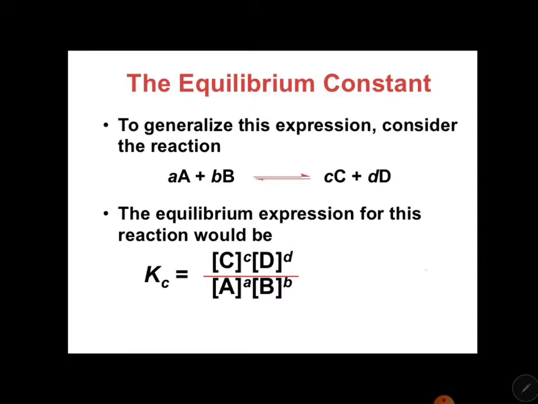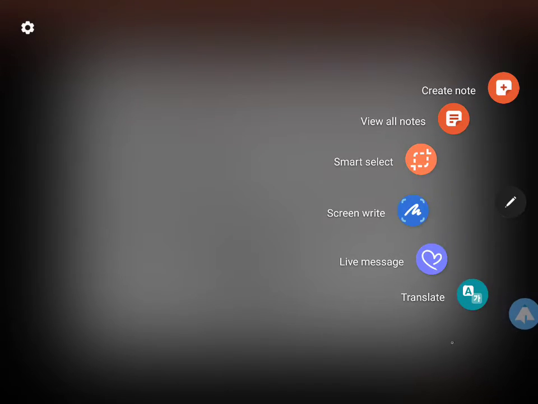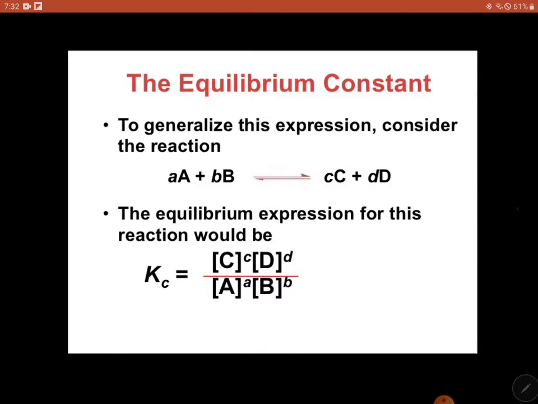This is a general form of the constant K with elements A, B, C, D. And as we know, A, B, C, D must be a certain number, which is the molarity of each element.